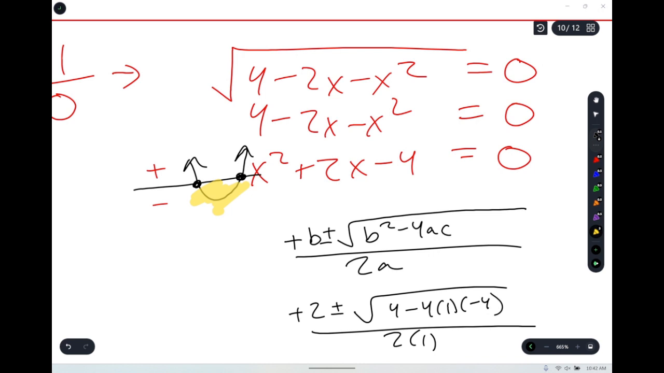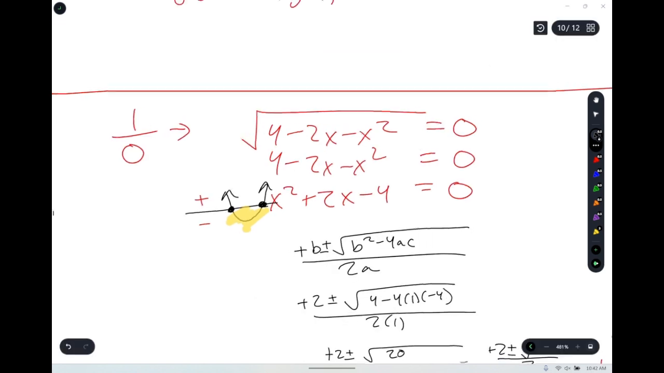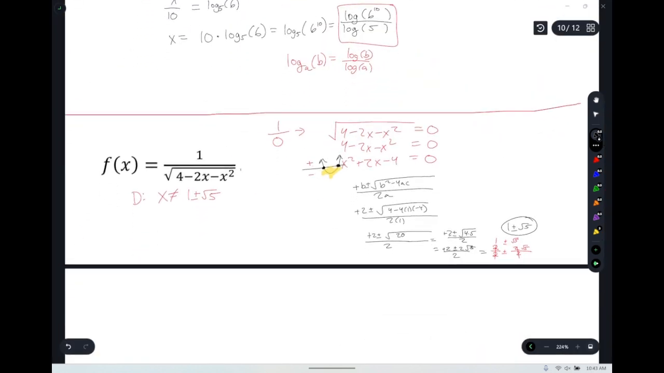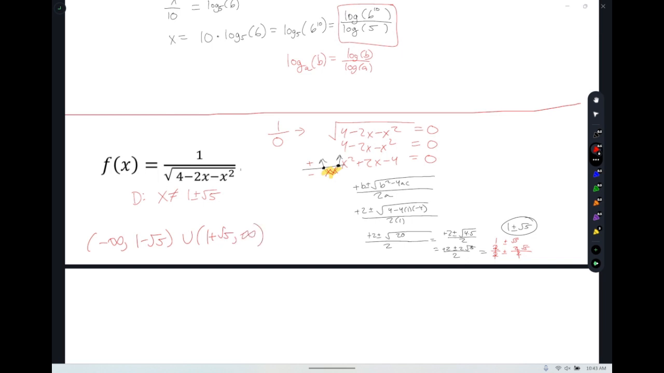Because root means x-intercept, right? And this is an upward facing parabola. So between those two roots, we've got all negative numbers. If it were downward facing, it'd be flip-flopped. So that means none of those numbers get to be in the domain. So our domain is negative infinity all the way to 1 minus root 5, union, 1 plus root 5, infinity. And do we need to worry about the log?